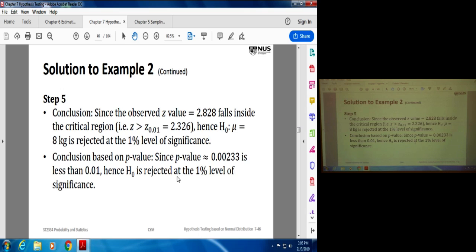And that's exactly what we say in step 5. So step 5, the observed value is 2.828. It lies beyond 2.326, and so we reject. Or if you use p-values, 0.0023 is less than 0.01, so we reject at the 1% level of significance. And that's the chance of a type 1 error. Okay, very good.